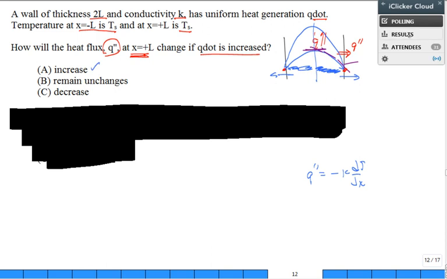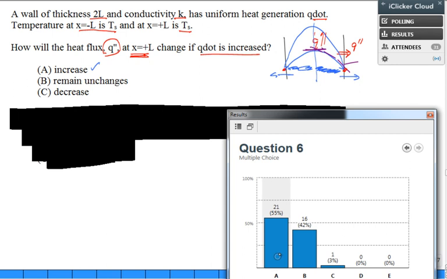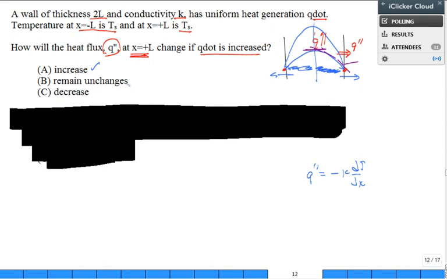Let's grade this. I don't know why, maybe you just like my English. Remain unchanged? What? Unchanged, sorry.